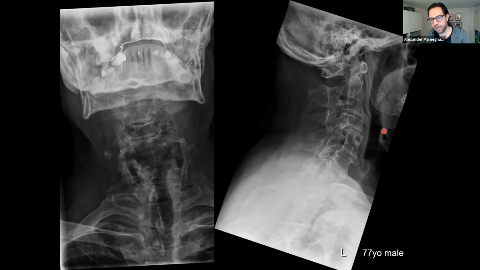This was his cervical spine, and you see there is something not really normal. Does anybody want to take the opportunity and describe what he sees?